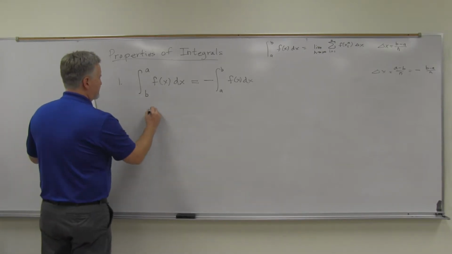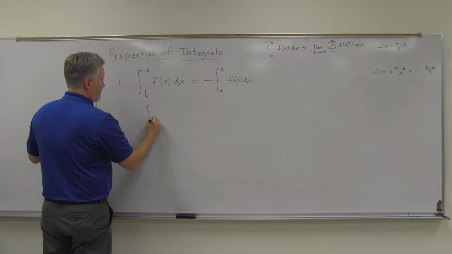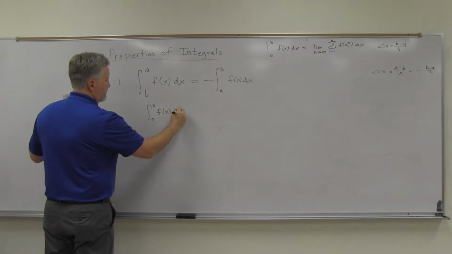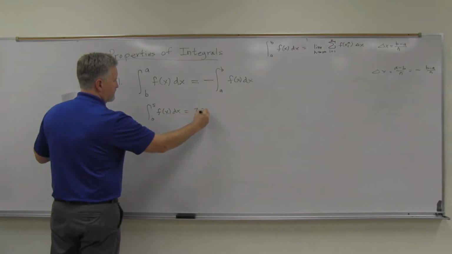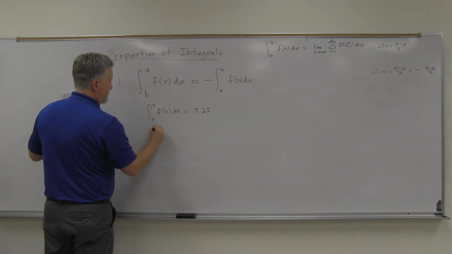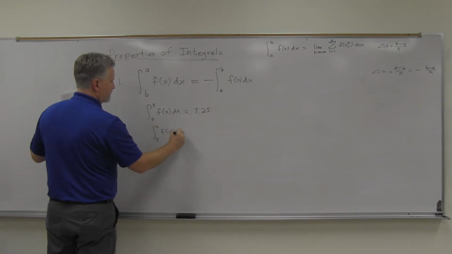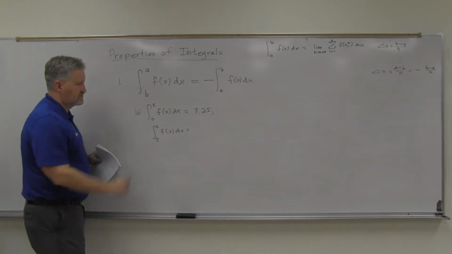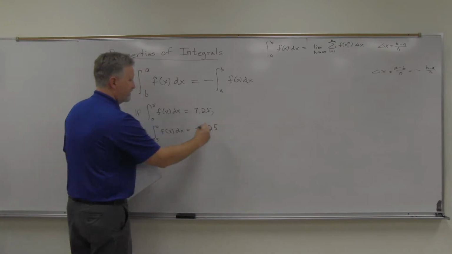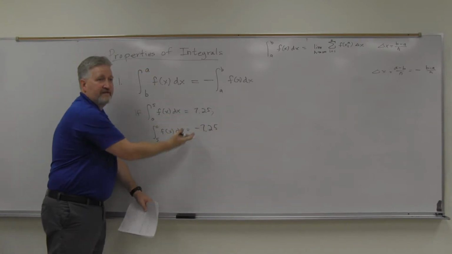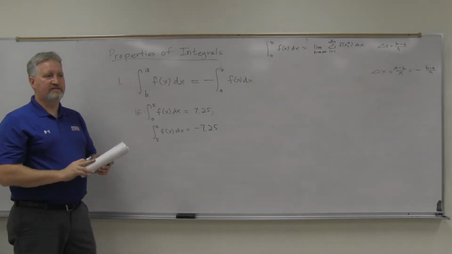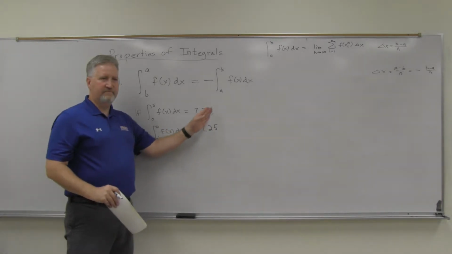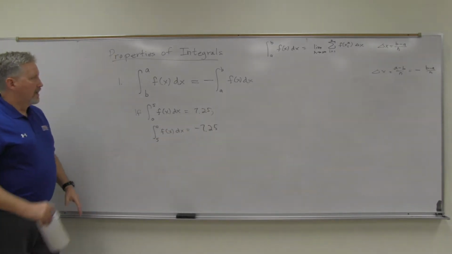So, just to give examples, all right. If the integral from 0 to 5 of f of x is, say, 7.25, then the integral from 5 to 0 of f of x dx, what would that be? It would be negative 7.25. Or if that's negative, then that would be a positive. It doesn't have to go positive to negative, it can be negative to positive. See what we're saying? So changing those limits negates the value. All right, so that's one.